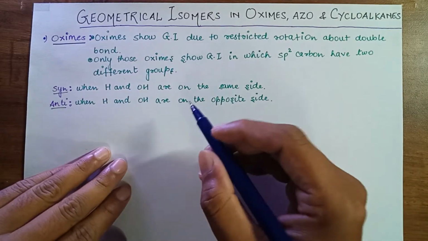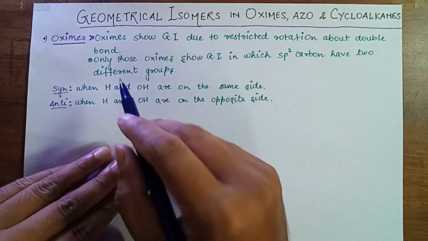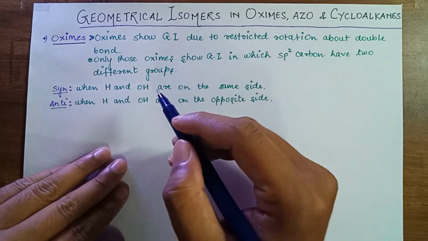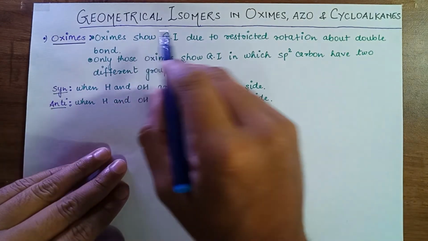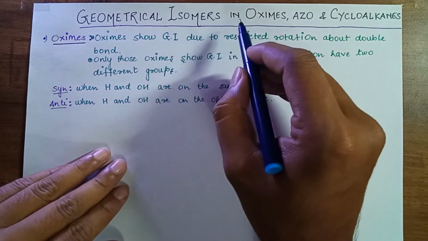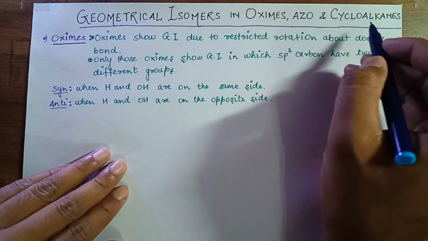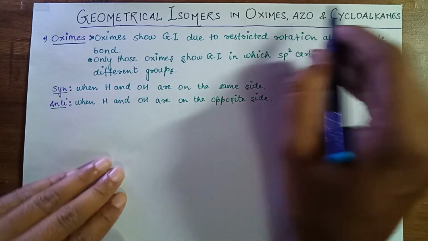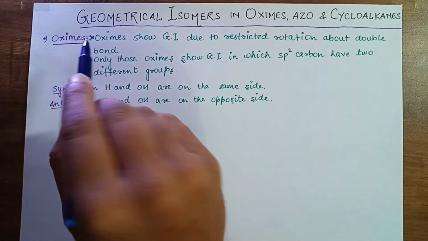Hello friends, from the past few videos we were discussing geometrical isomerism, and in this video we will learn about geometrical isomerism or geometrical isomers in oximes, azo compounds and cycloalkanes. Let us see the first case, that is oxime.